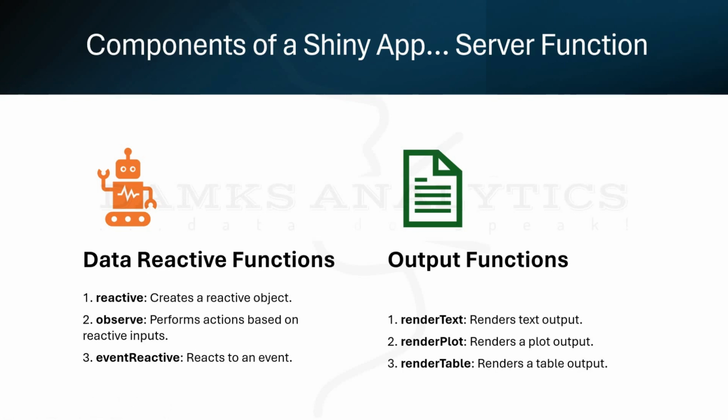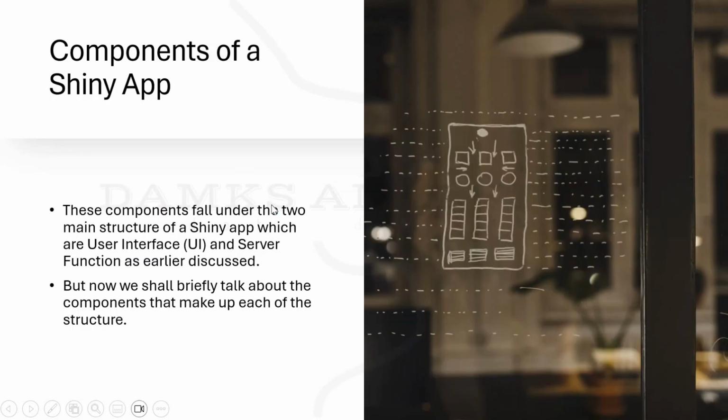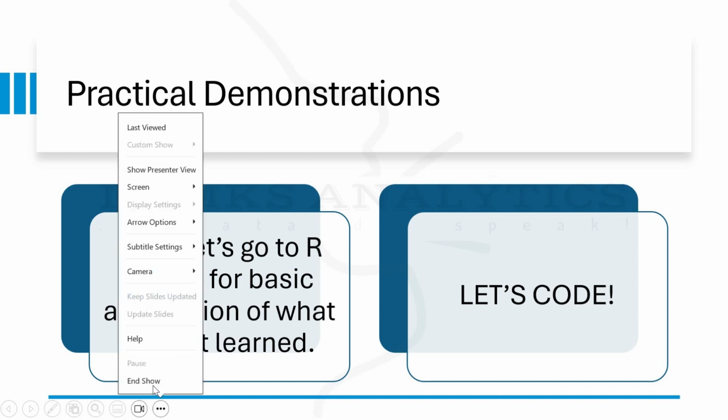Now that we have at least a knowledge of what our Shiny structure looks like, we have to go into our RStudio and code something. Let's build something very simple with Shiny. Let's develop a web application. I think you're going to find this really interesting. So let's see.